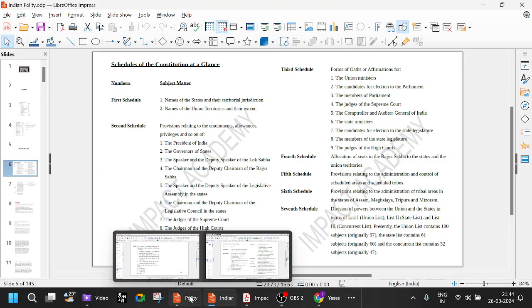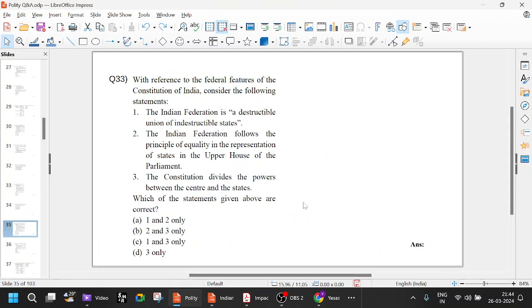So if we go back to the question, these two are wrong. Only three is right. So option D would be right. Right? Option D.